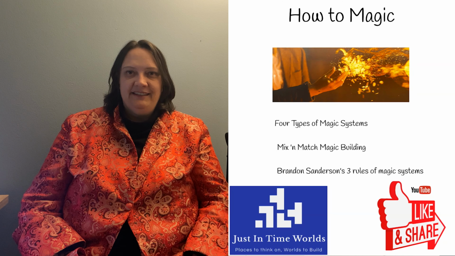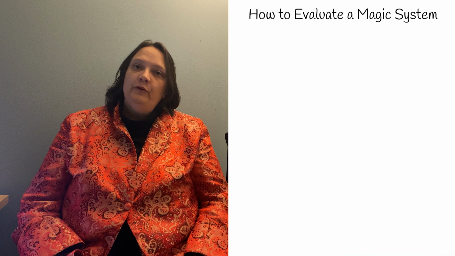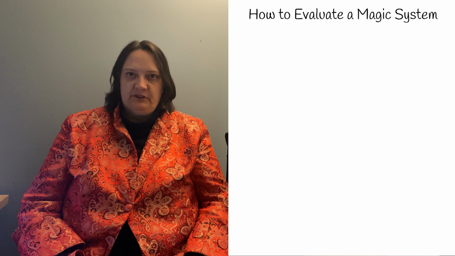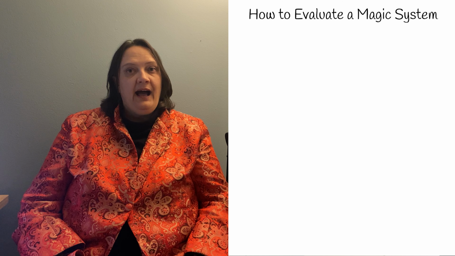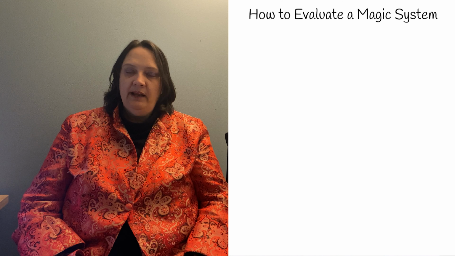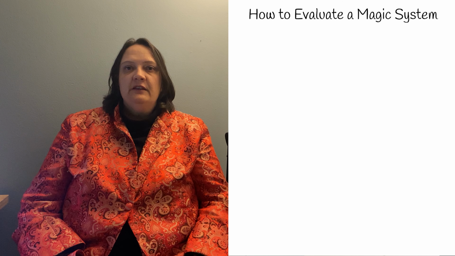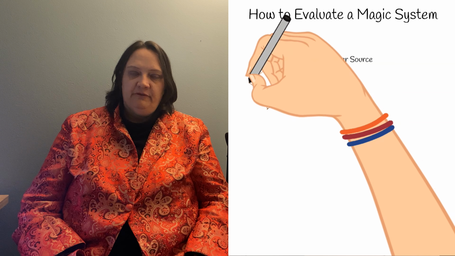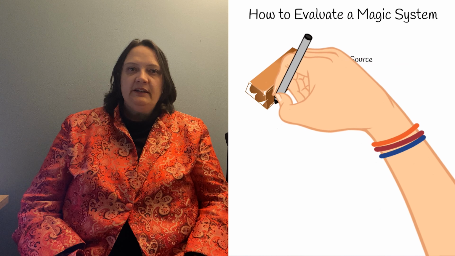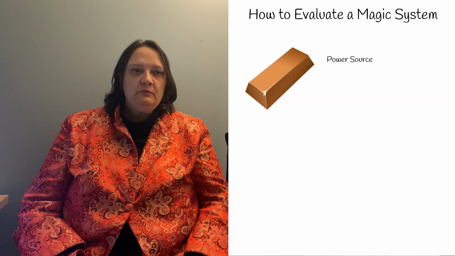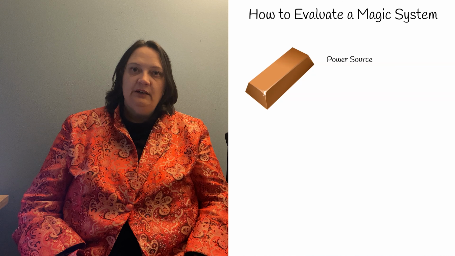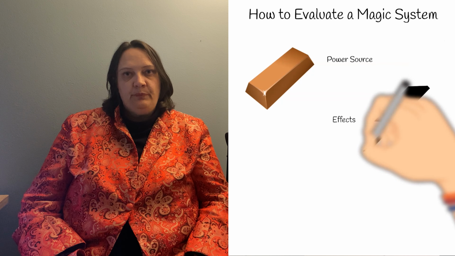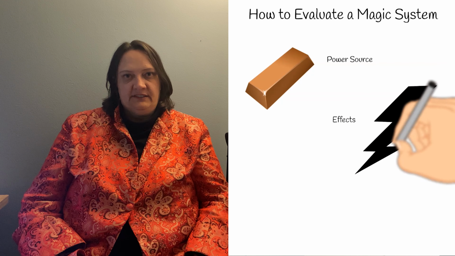Okay, let's get cracking. Before we get into the actual mechanics around the 4 types of magic, I should probably say how I evaluate a magic system. So when I'm looking at a magic system, the first thing that I look at is the power source. What is the drive behind the magic system? What actually fuels it? Once I understand the power source, I then look at the effects that the magic have on the world. How is this power applied and what impacts does it have?